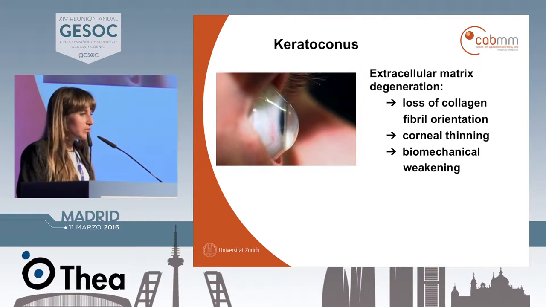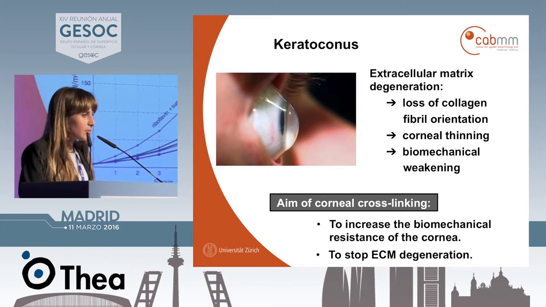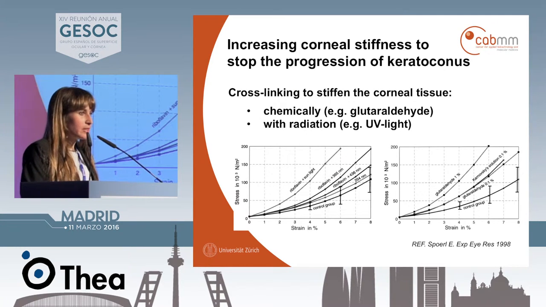So keratoconus arises due to the degeneration of the extracellular matrix, which manifests in the loss of collagen fibril orientation, corneal thinning, and final biomechanical weakening. So the aim of corneal cross-linking is to increase biomechanical resistance of the cornea and hence to stop the ECM degeneration. So increasing corneal stiffness can be done with cross-linking either chemically or with radiation. So chemically there are formaldehyde, glutaraldehyde, or radiation such as UV light in combination with a photosensitizer.